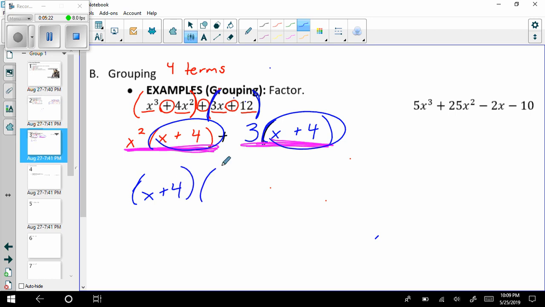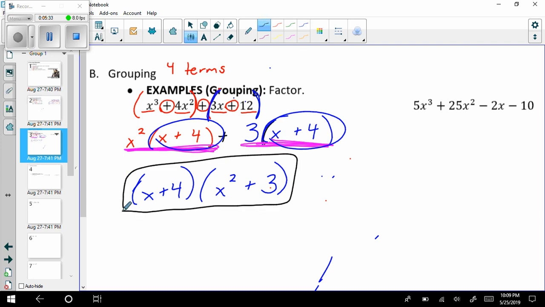And in the other group, I'll write what's left. So from this first group, if I took the x plus 4 out, I have the x squared. From the second group, I have the 3. This is the factored form. Okay, so let's try a next one here.